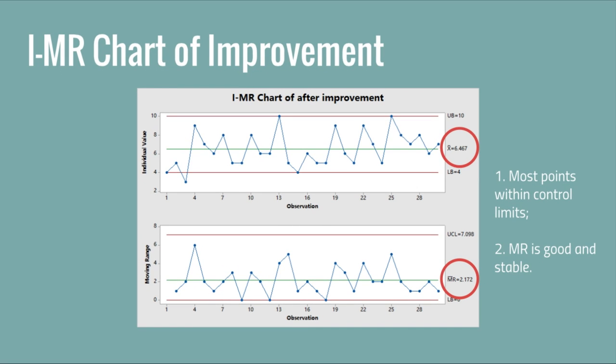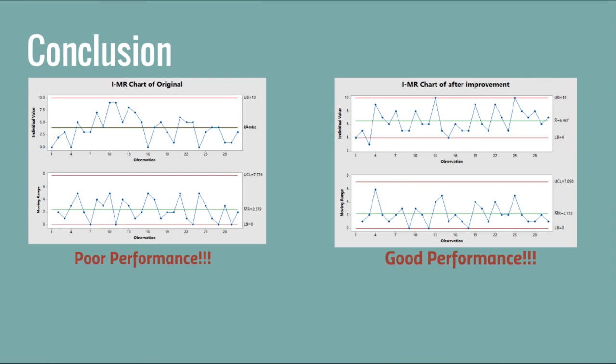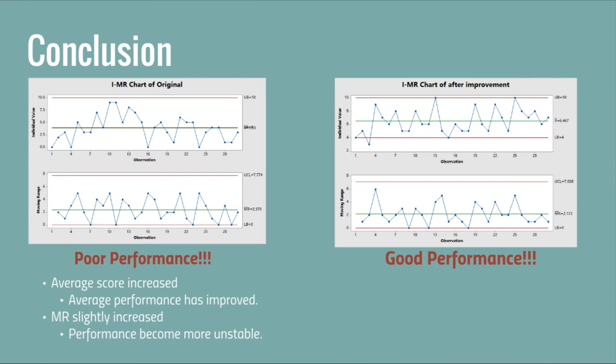The IMR chart of improvement told us that most points fall within the control limits. Meanwhile, the MR is good and stable. In conclusion, we found that the average performance has improved but still not stable enough. Therefore, the archers should put more effort and time on training to get more consistent performance.